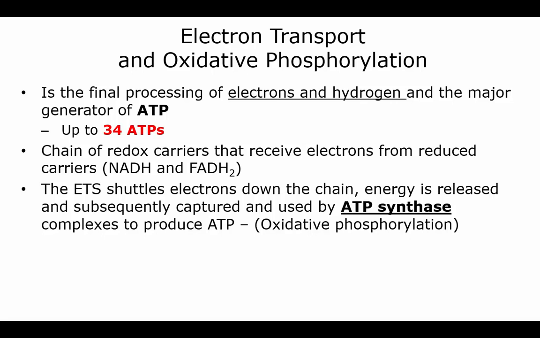The final processing of electrons and hydrogen is the main thing that generates ATP, up to 34 ATP molecules in this electron transport chain. We've got these redox carriers that receive all those electrons that have been brought to it from the NADH and the FADH2. And they go through the electron transport chain, and the energy is released and captured and then used by ATP synthase, which is an enzyme, to make ATP.